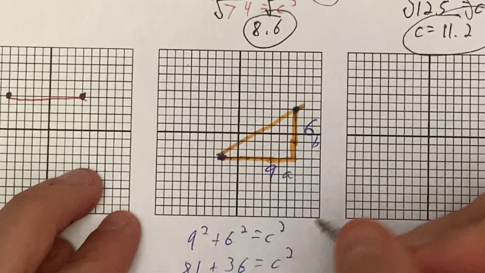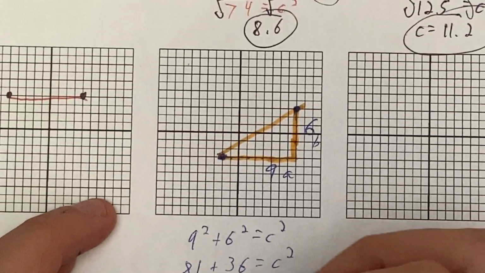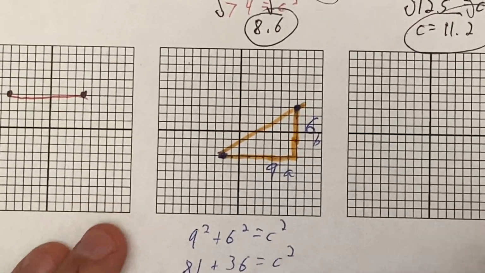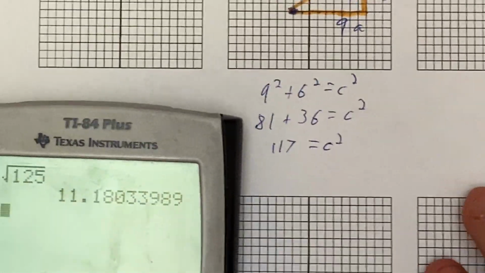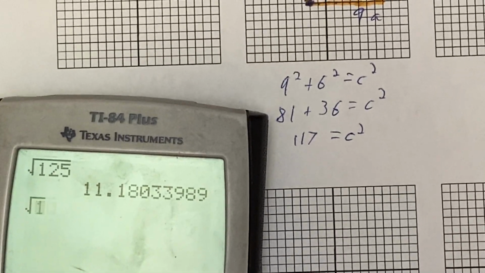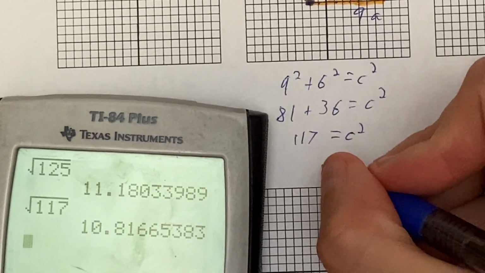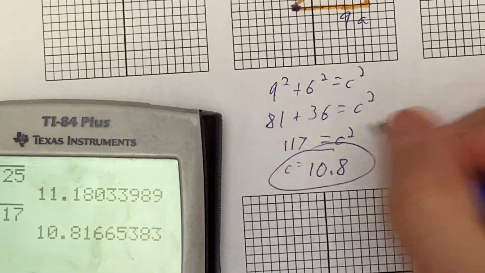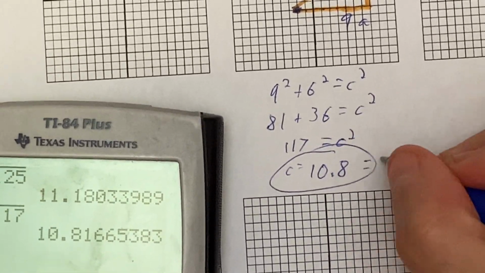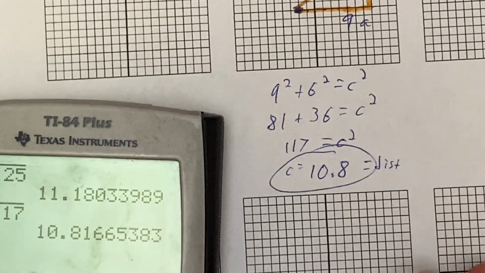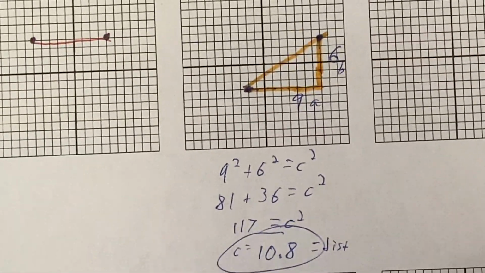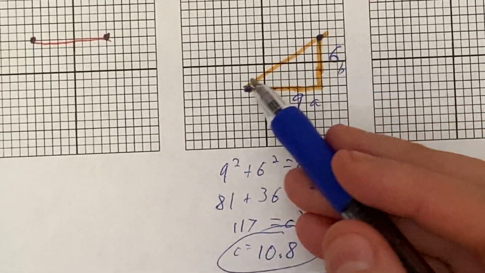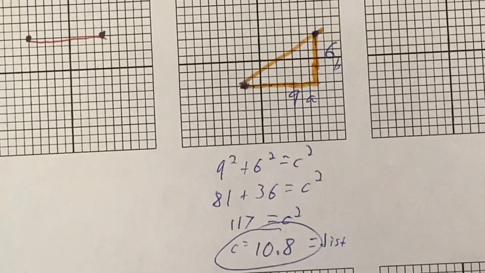Then you actually square those. And then this will be 117 equals c squared. And if you take the square root of 117, you get about 10.8. So the distance is about 10.8, which is more than 9, is more than 6, and it's not super unbelievably long. So that looks good to me.